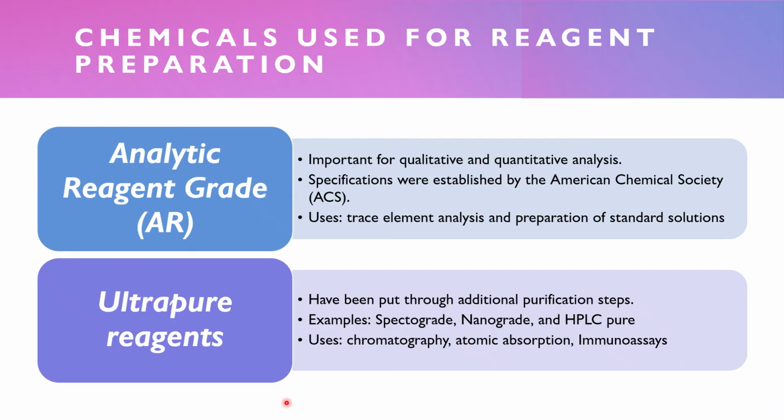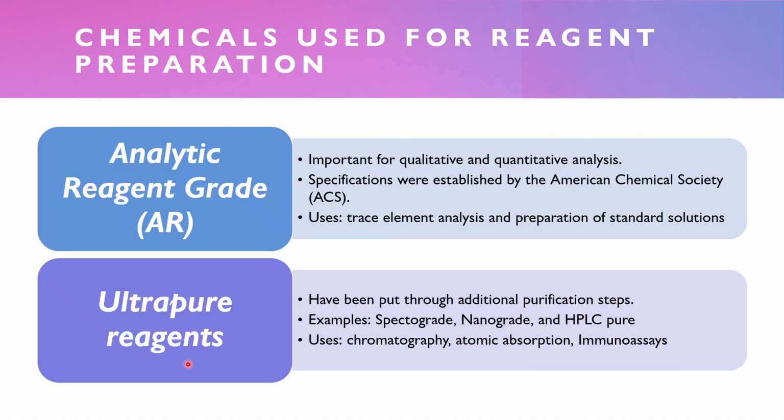Analytic chemicals exist in varying grades of purity. I have intended two slides for this, and there's actually a total of six categories that I placed in this lecture discussion. A committee of the American Chemical Society established the specifications for analytic reagent grade chemicals, and chemical manufacturers will either meet or exceed these requirements.